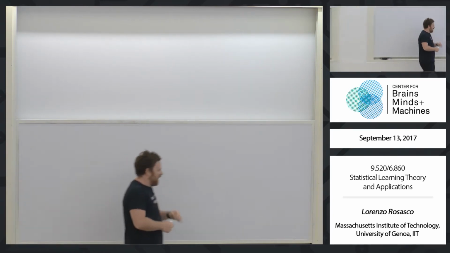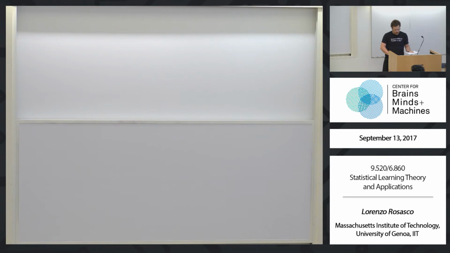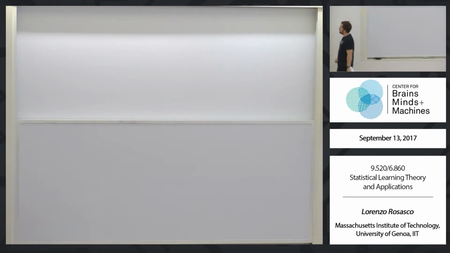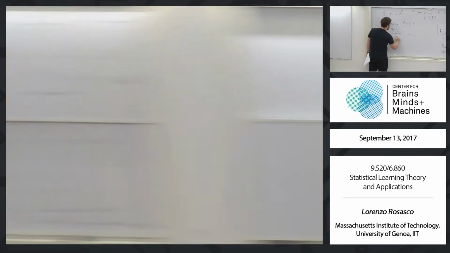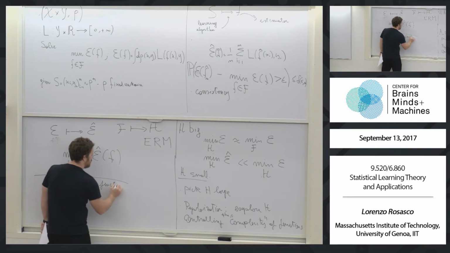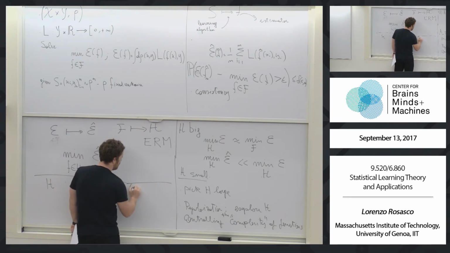So let me see if I'm forgetting something. The main character of today's story is going to be H. We want to discuss four things. Well, I guess it's going to be more like two or three. One is linear functions, or functions on a finite dictionary.